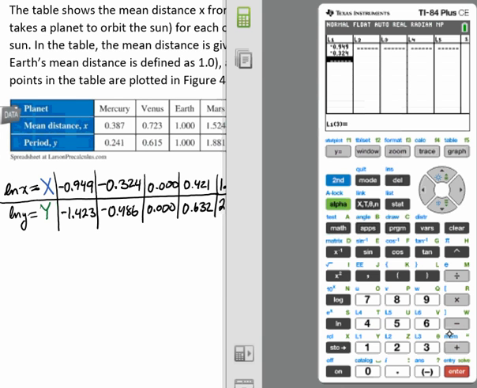So go ahead and push pause and enter those values into your calculator for the X's and the Y's. And then when you're done, push play and we'll go from there.